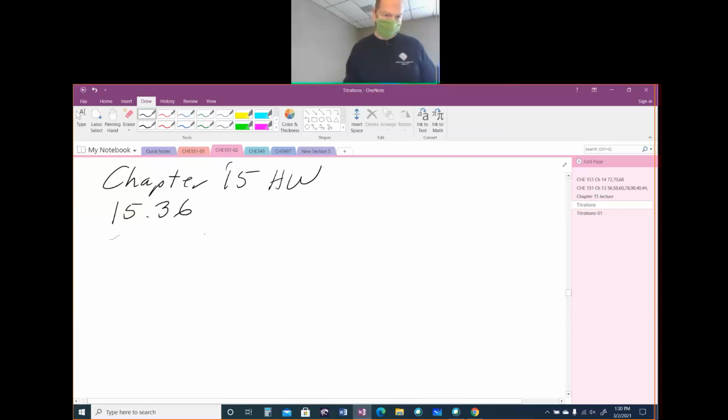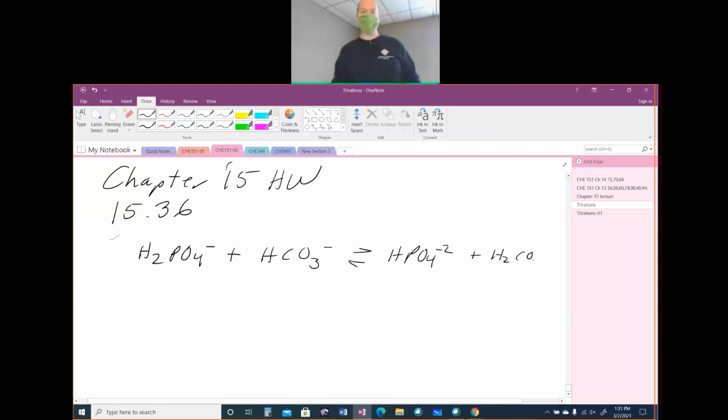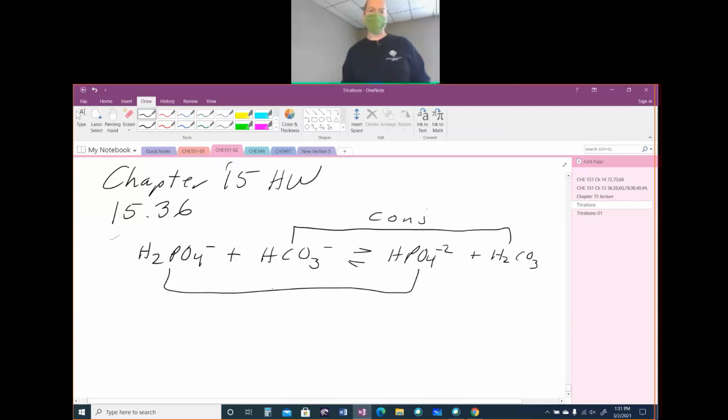All right, so we have H2PO4 minus added to HCO3 minus, and that goes to HPO4 2 minus and H2CO3. All right, so the conjugates are easy to point out. These are your conjugates. They differ by 1 H plus, and so these are the conjugates.